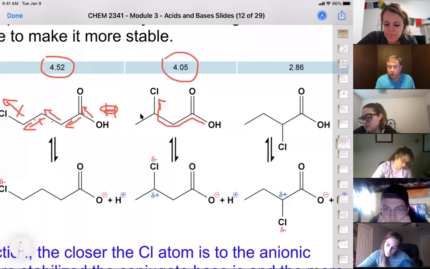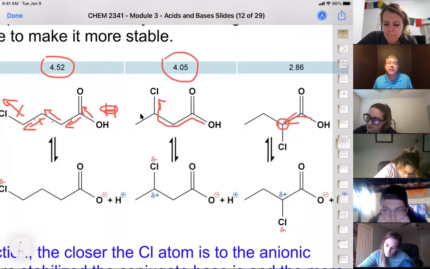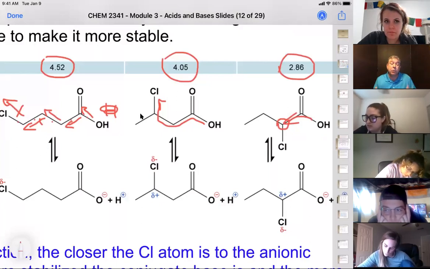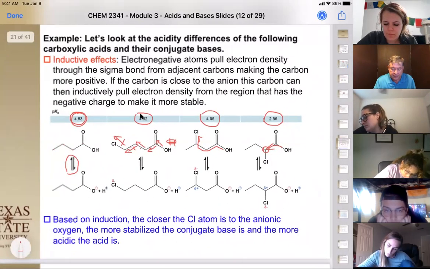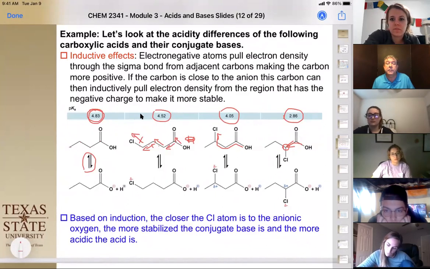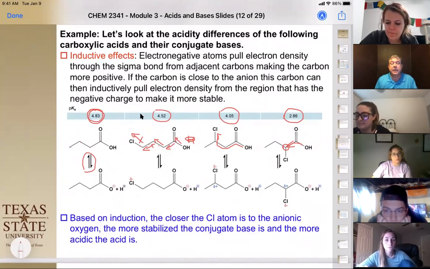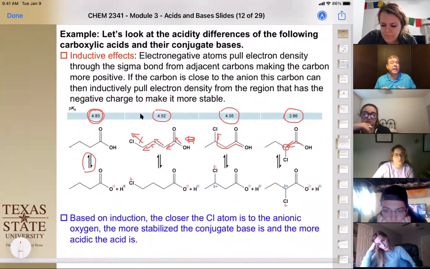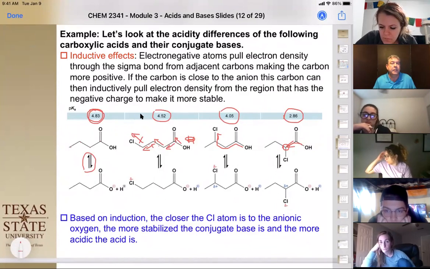Now, if we move it over one more, such that chlorine is right here, and only has to pull through these 2 bonds to make that hydrogen more acidic, we actually end up dropping the pKa even lower, making it a stronger acid. So the idea here is if you have an electron withdrawing group close to your carboxylic acid, it's going to increase its acidity because it's taking away some of that negative charge. Which means if we had an electron donating group, it's going to make it less acidic because it cannot stabilize that charge as much.